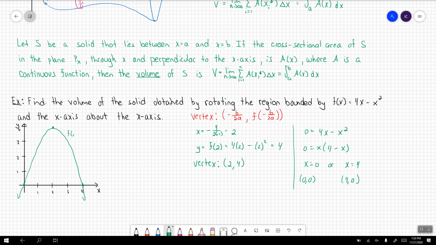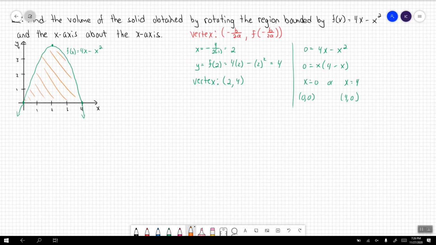And so again, this is my function f of x, which is 4x minus x squared. And so the region that is being bounded here is, as they state in the prompt, the bounded region by f of x and the x-axis. Therefore, the region that we are focusing on is going to be this region right in here. And so now we're going to take this region and start rotating it about the x-axis.